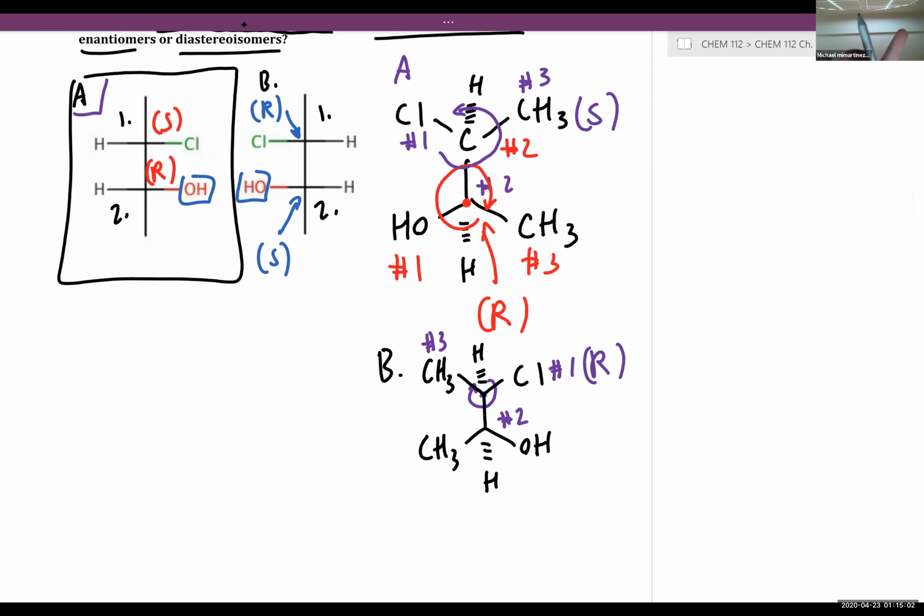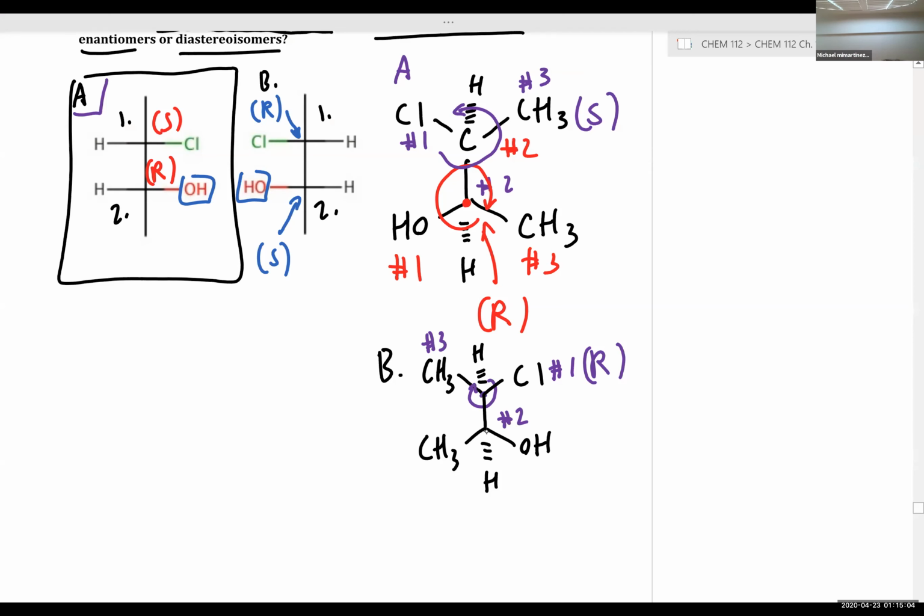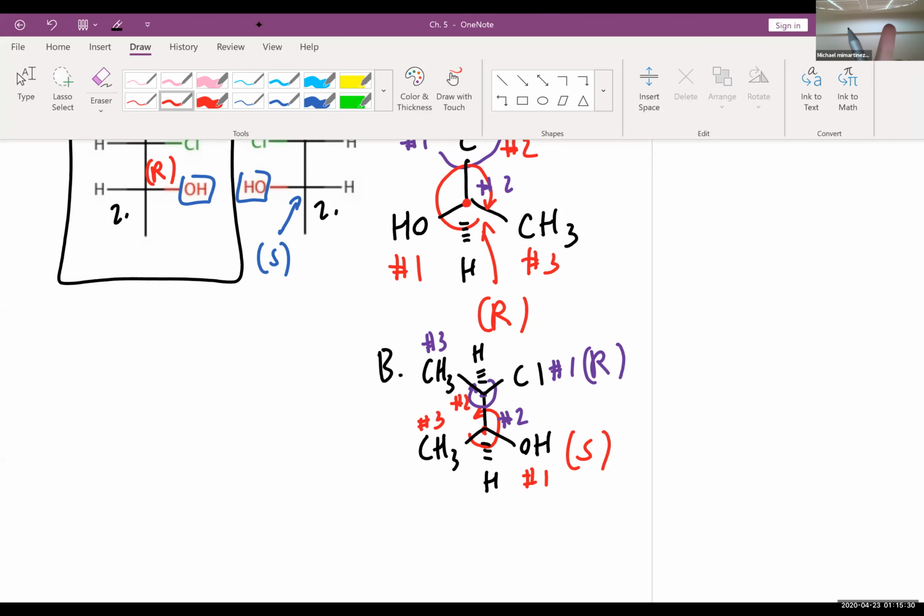Okay, for carbon number 2, assigning priority, we have 1, 2, 3. We draw our arrow from highest to lowest priority. And are we going clockwise or counterclockwise? Is that an R or S center? S, exactly right. Perfect. So we've assigned our configuration correctly for each of our stereocenters.